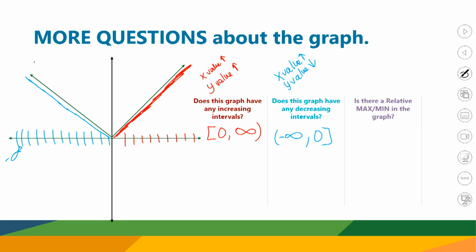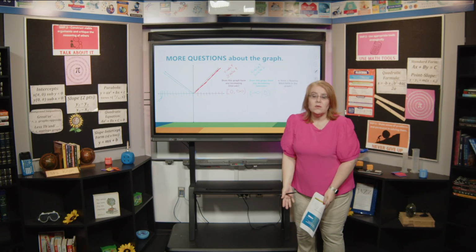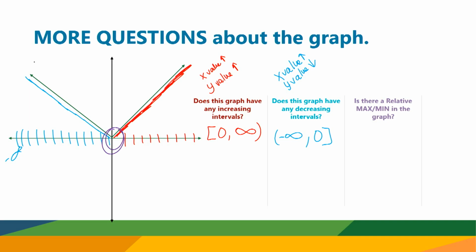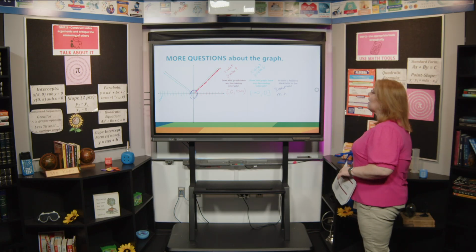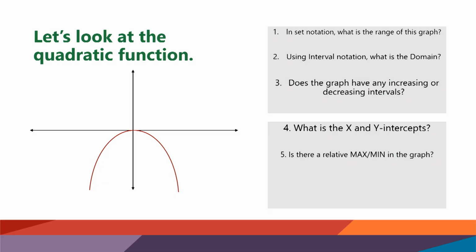All right, so let's look at the last one. It says, is there a relative maximum or minimum? Well, in this graph, do I have a top that's the highest value, or do I have a bottom that's the lowest value? Yes, I have a low value. So I would say I have a relative minimum. Good job. That's really good using those key words to figure out the features of this graph. That was good work.